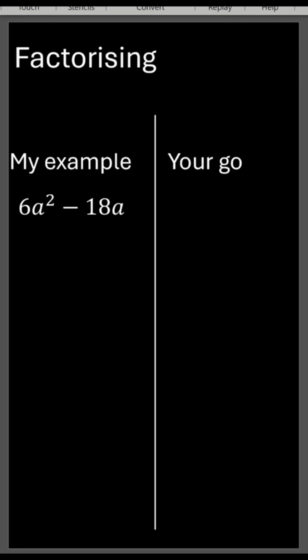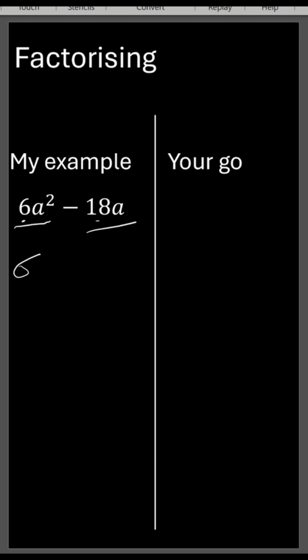How to factorize something like this. So 6a squared minus 18a. What I want you to start doing is look at the smaller number. In this case, it's 6. And the bigger number, 18. Is the bigger number divisible by the smaller number? Yes. In that case, you take the smaller number out.